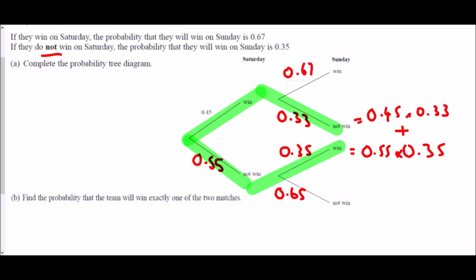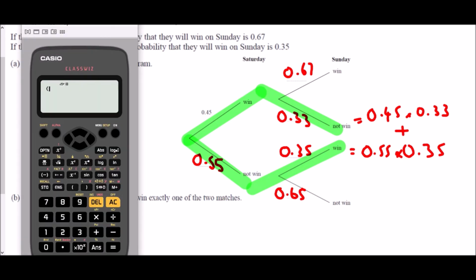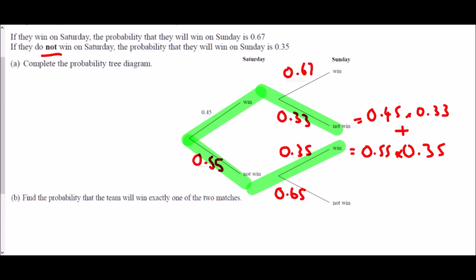So we'll just pop that into a calculator, pop it in a bracket just to make sure. So 0.45 times 0.33 plus 0.55 times 0.35, and that gives us 341 over 1,000. Given that everything was already as a decimal, we'll go back to a decimal, 0.341. And that is the probability of winning exactly one of the two matches.